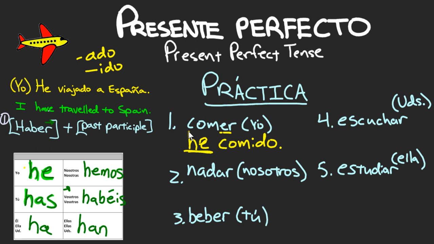Number 2, nadar nosotros, hemos nadado. We have swum, and I'm not going to lie to you, I had to look that one up because I started to say we have swam, and I thought, well, that doesn't make sense. So in English, we do a lot of weird things too. All right, number 3, beber, tú, has bebido, you have drunk, another one of those words that you kind of have to look up in English because it doesn't sound quite right.